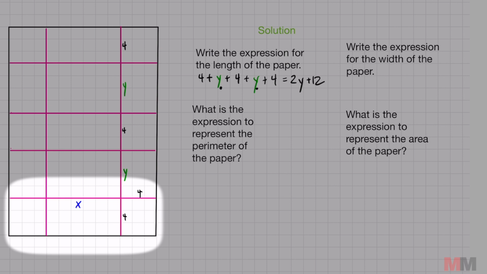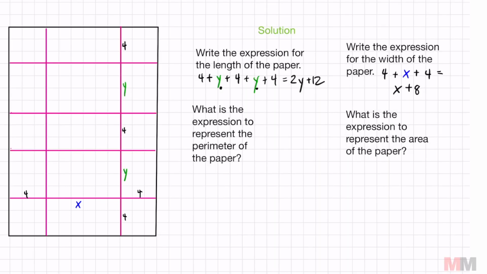Doing the same for the width, this is X wide, and we know that these are 4 centimeters long. So to find the total width, all we've got to do is add all these expressions up, and that will equal our width, X plus 8. Now that I have my length and width, I can easily find the perimeter, which is what we're going to do first. I'm just going to redraw that rectangle for you, the original piece of paper, with the dimensions that we found from the first part of the problem. We know that the length is 2Y plus 12 and the width is X plus 8.